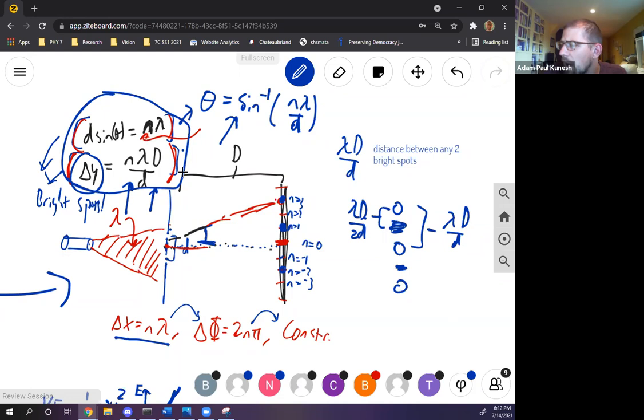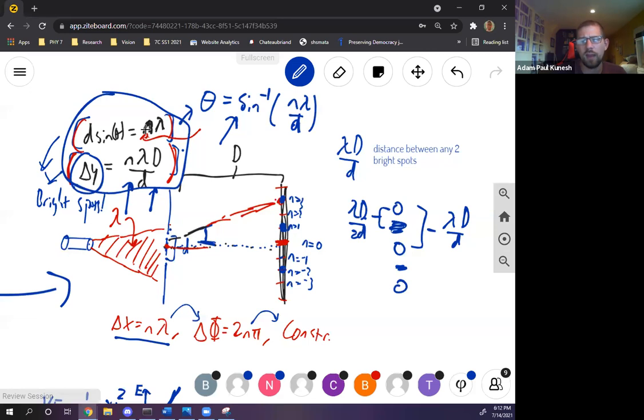The farther apart I move my screen and my sources, also the bigger my diffraction pattern gets. Hopefully that makes sense from a projection standpoint. If you stand farther away from a projector, the image gets bigger. Finally, if I increase the wavelength of my light, I also get a wider diffraction pattern. I get bigger spaces between things.